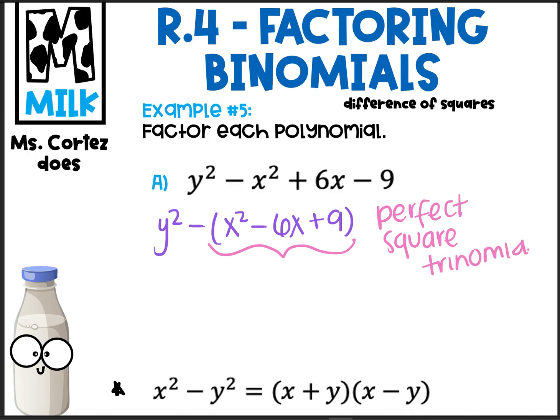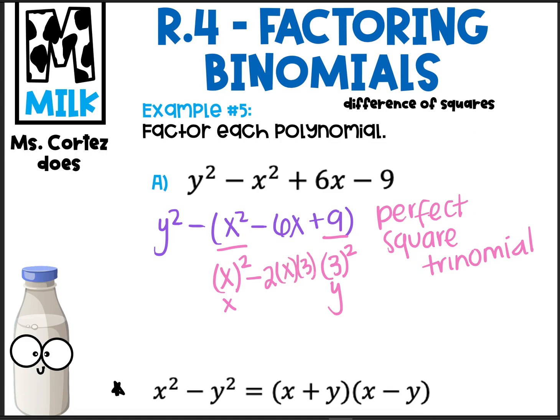If you notice, we have x squared, which would be my first term. The last term, this will be my x, this will be my y. It's 3 squared. And it looks like the middle term would be 2 times x times 3. Which means we can factor out this polynomial right now as y squared minus x minus 3 squared.